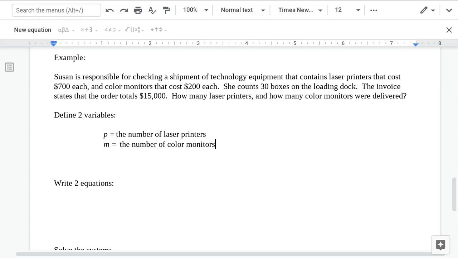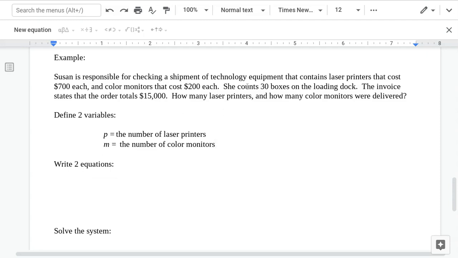Okay. And now that I've defined my variables, I can go ahead and use those, and we'll know that every time I write the letter P, I'm talking about the number of laser printers. And the same for monitors using the letter M. So we need two equations. There must be two pieces of given information up above that we can use.